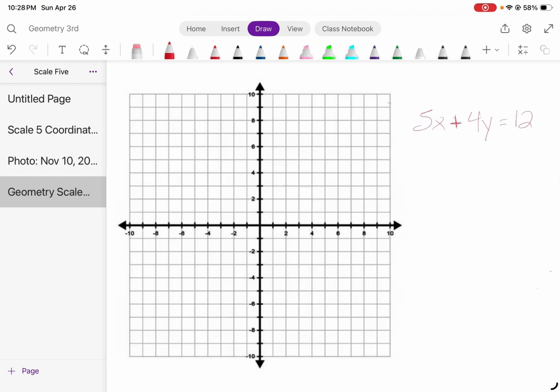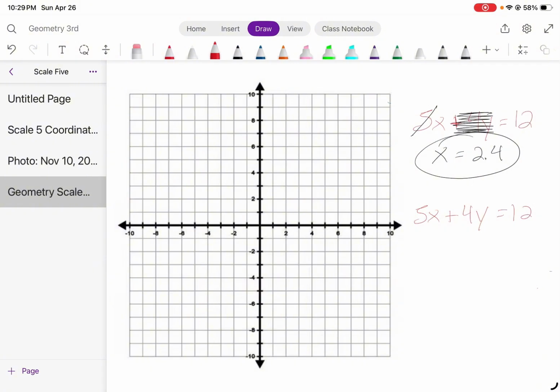Now, not always will you have nice, clean x and y intercepts like we had on the last one. Sometimes you might have decimal answers, which is fine as well, because graphing is not going to be exact. We just want as close as possible. Again, first, to find an x-intercept, we plug in 0 for y. So 4 times 0 is 0, leaves us with 5x equals 12. When we divide by 5, we get 2.4. So my x-intercept is at 2.4.